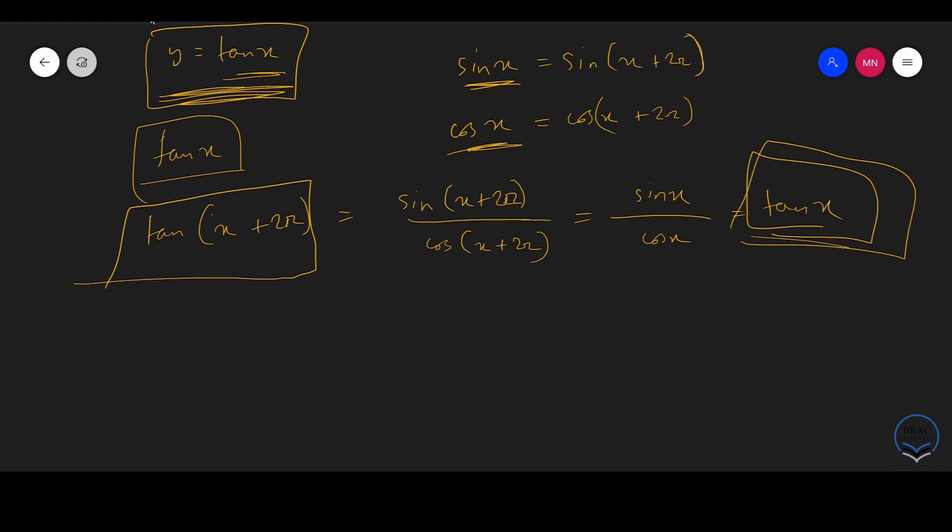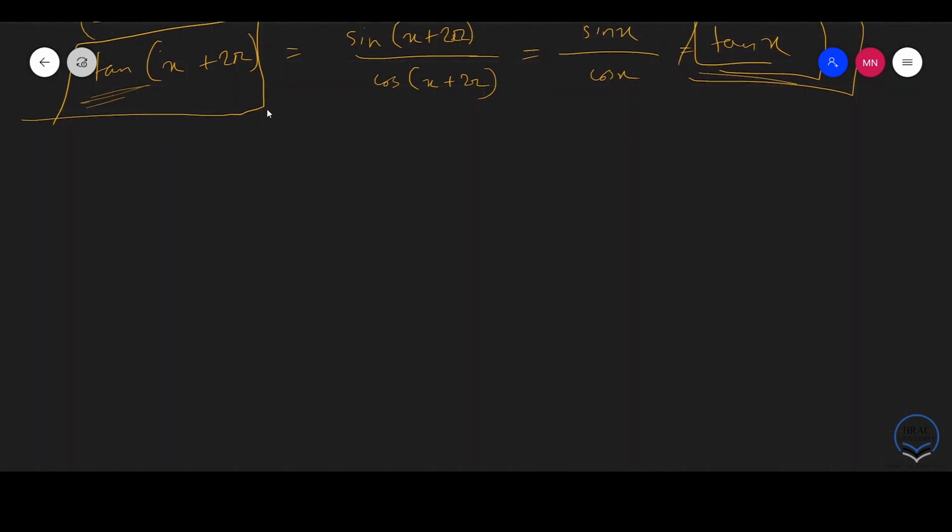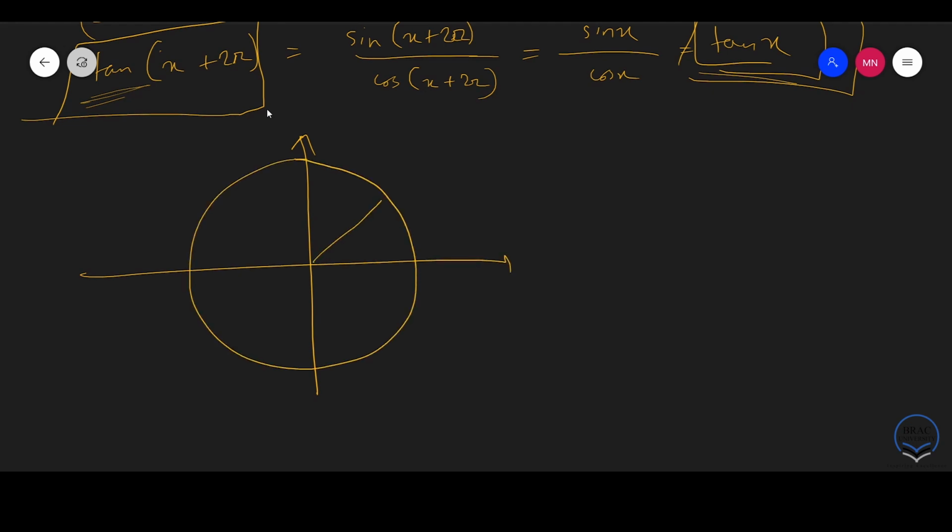So in order to find out specifically what the period of the tangent function is, let's first remind ourselves what the tangent function actually is using a unit circle. Once again, if I have some angle theta, and this is my terminal point, then the slope of this line will be the tangent of theta, which is sine of theta divided by cosine of theta. So the tangent of theta is just the slope of the line connecting the origin to the terminal point of theta.